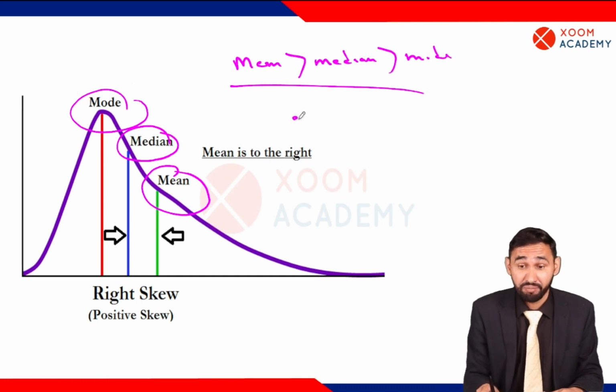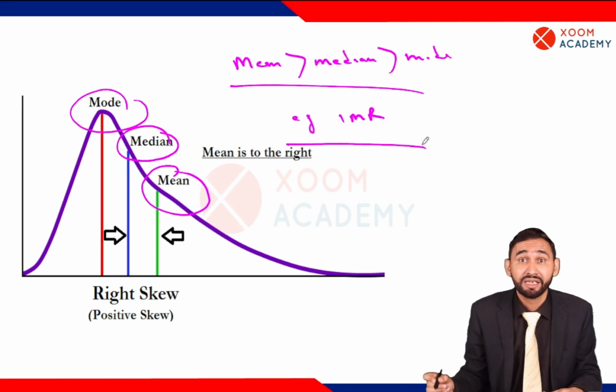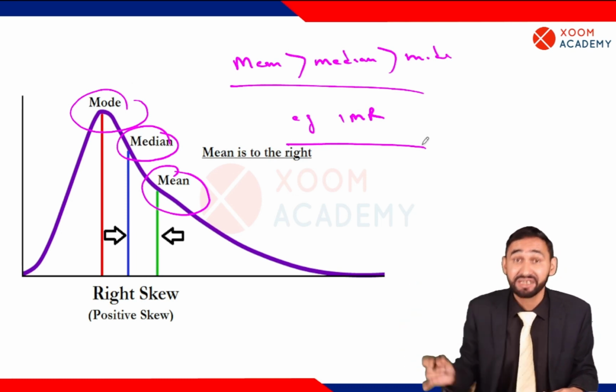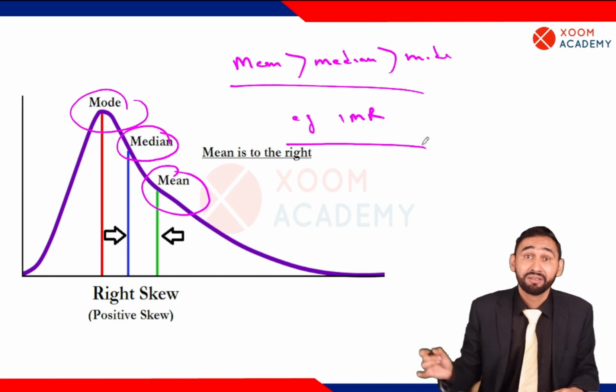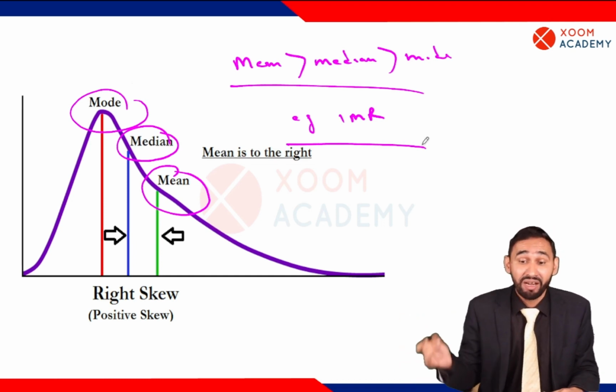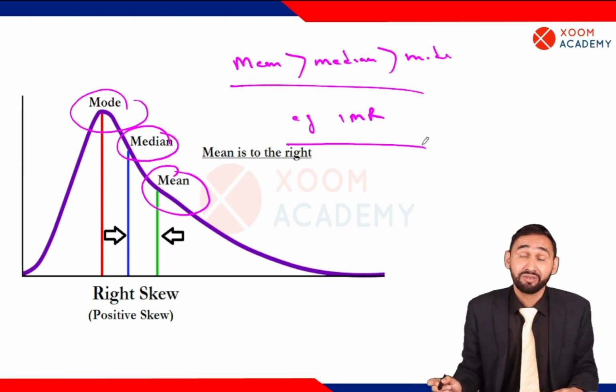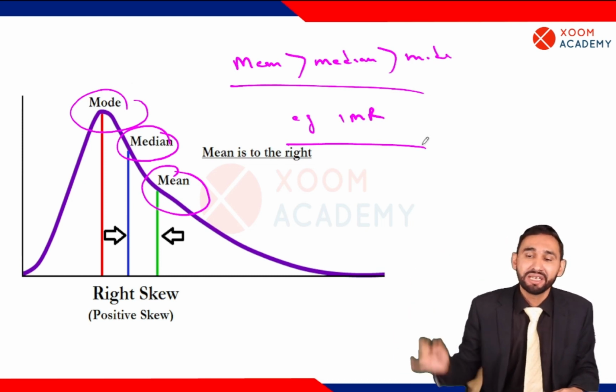You can take the example of infant mortality rate. Infant mortality rate shows right skewness. Mortality is greater in infants. So when you are asked that infant mortality shows right skewness, remember this. And in right skewness, mean becomes greater than median and mode.